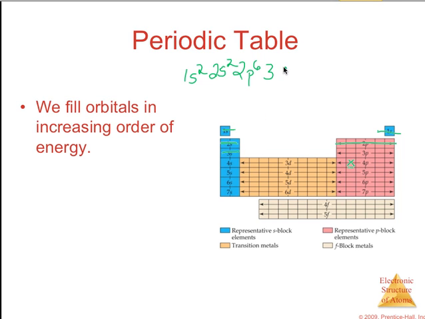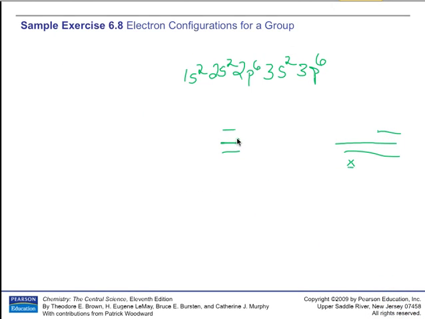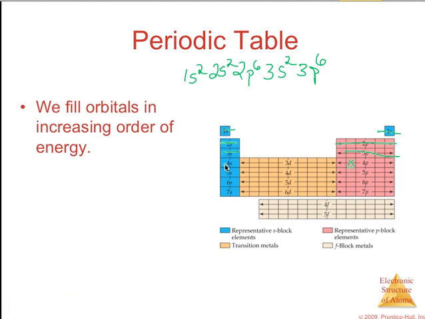Then the 3s, 2 electrons go there. 3p6. Oops, sorry, went the wrong way. 4s2. Remembering 3d, the d's are 1 less than the period they're in, so 3d10, and then 4p, I'm putting 2 electrons into it, 4p2.